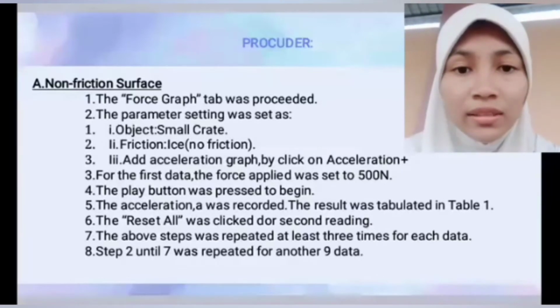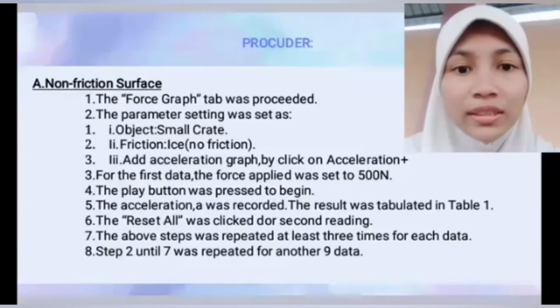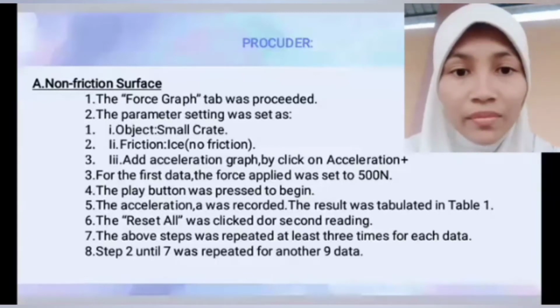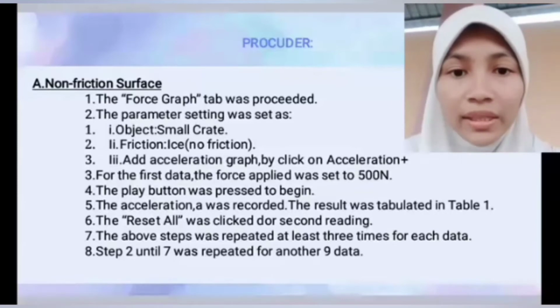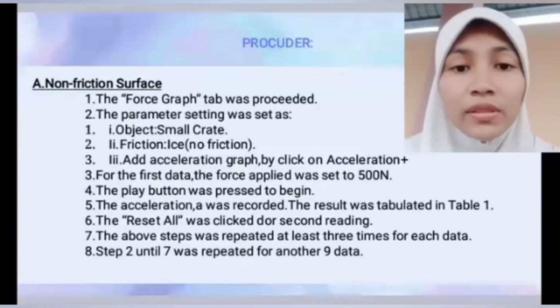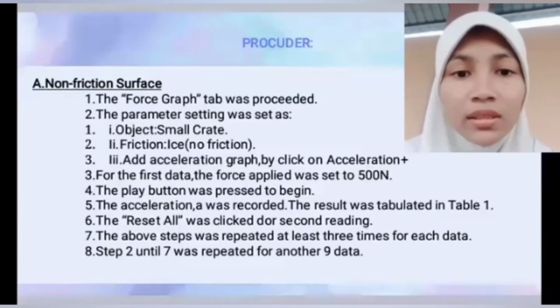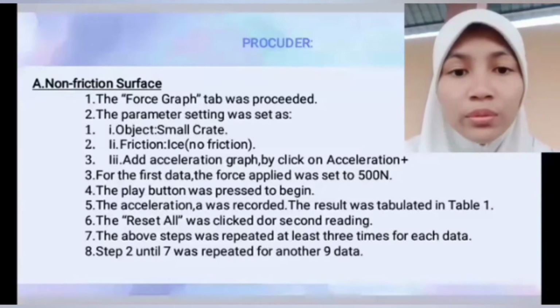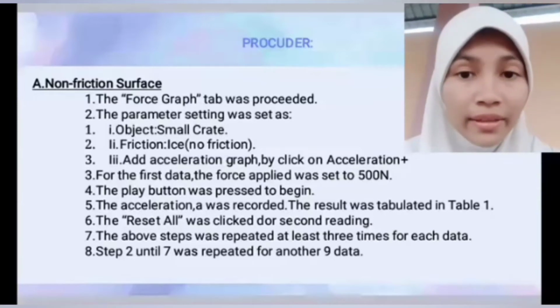For the first data, the force applied was set to 500 Newton, and the play button was pressed to begin. The acceleration was recorded. The result was tabulated in table 1. The reset all button was clicked for the second reading. The above steps were repeated at least 3 times for each data. Next, step 2 until step 7 was repeated for another 9 data.